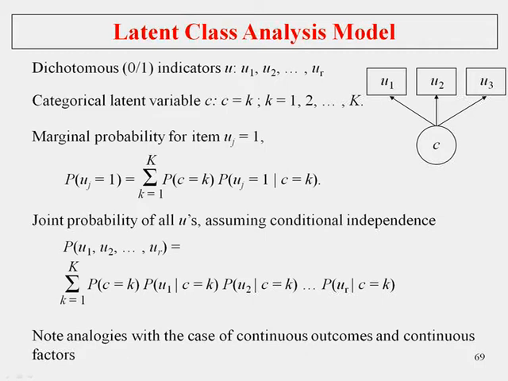And then you have the joint probability of all 3 U's, assuming that they are independent, given C, meaning that C is the only way they correlate, there is no residual correlation. Then this is the expression for the joint probability of those U variables, and it becomes a product of the univariate probabilities because of this independence assumption.